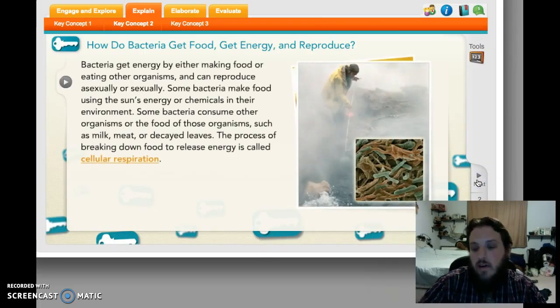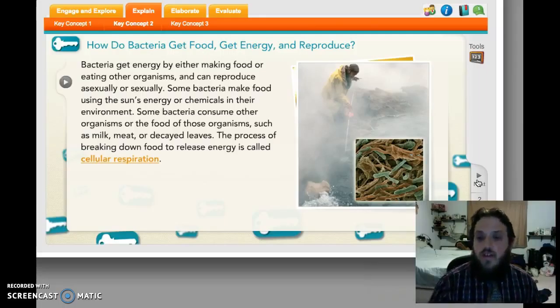Bacteria get their energy all kinds of ways. They can be autotrophic or heterotrophic, meaning they eat things, or they produce energy from the sun. They can reproduce using either sexual reproduction or asexual reproduction. They can make their food using the sun's energy or use chemicals in the environment. Sometimes they consume other things or the food of those things. Things like milk, meat, decayed leaves. They can break down a lot of different stuff that you can't eat. The process of breaking down food to release energy is called cellular respiration.